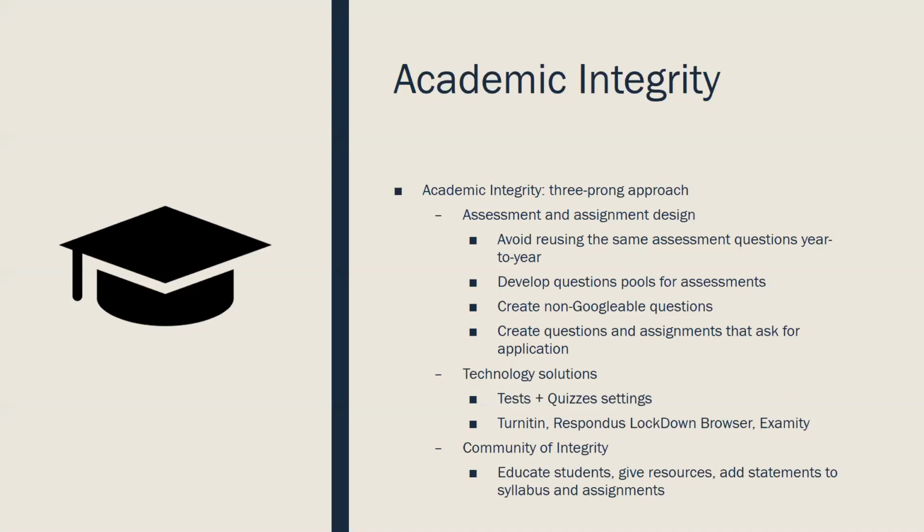When we look at academic integrity, we generally take a three-prong approach. So we look at assessments and assignments, technology solutions, and then a community of integrity. So first we'll look at assignments and assessment design. Some basic strategies that promote academic integrity include things like not reusing the same test from term to term.